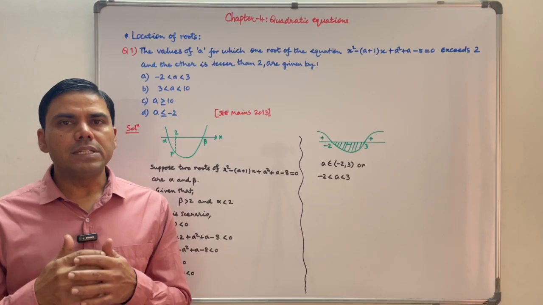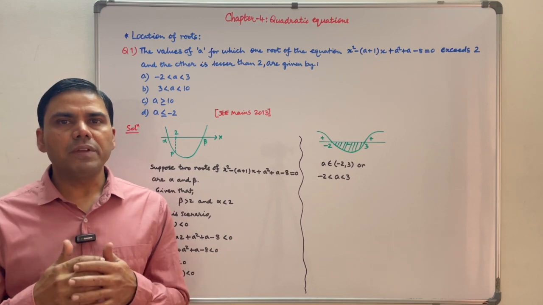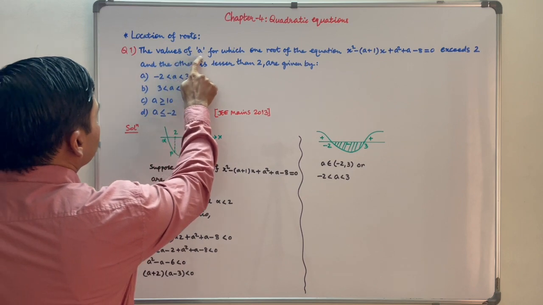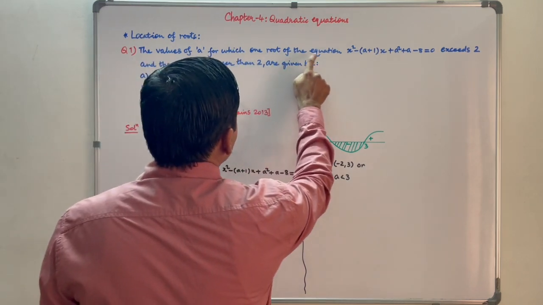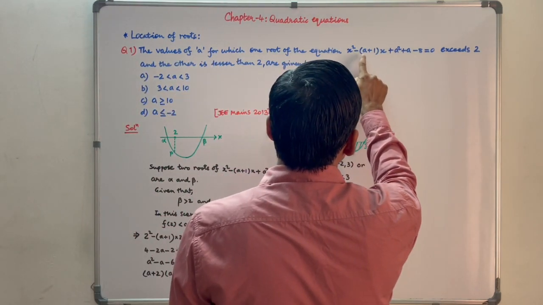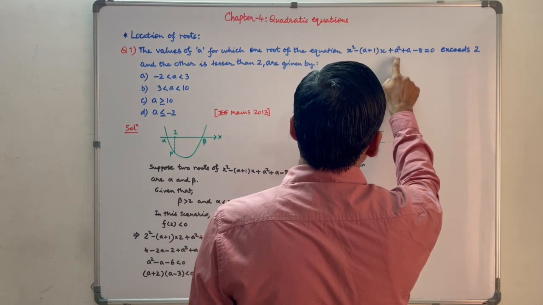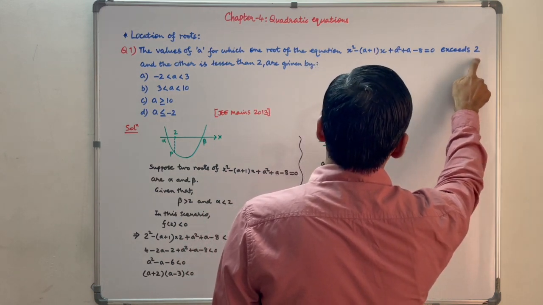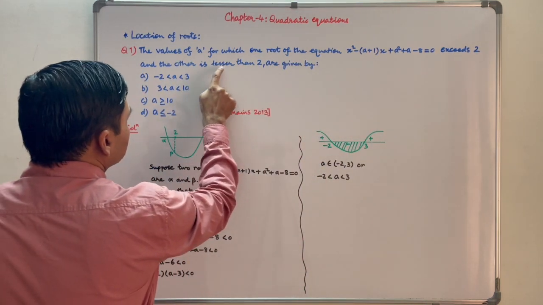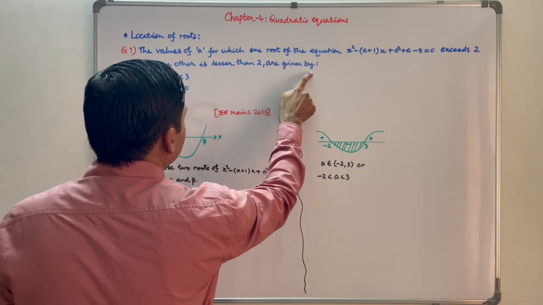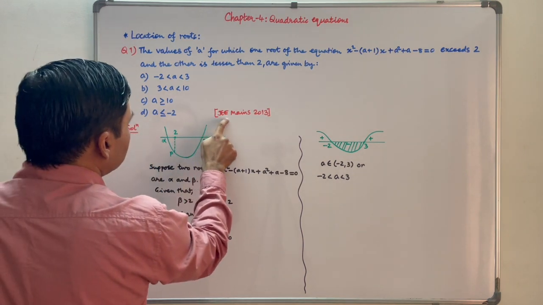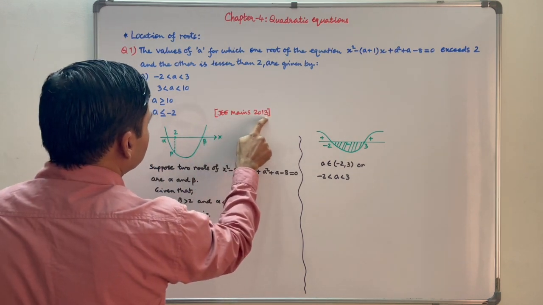Now let us see three JEE questions based on what we have learned so far. First question, the values of a for which one root of the equation x square minus (a plus 1) into x plus a square plus a minus 8 is equal to 0 exceeds 2 and the other is lesser than 2 are given by. These are the options given. This question was asked in JEE Mains 2013.